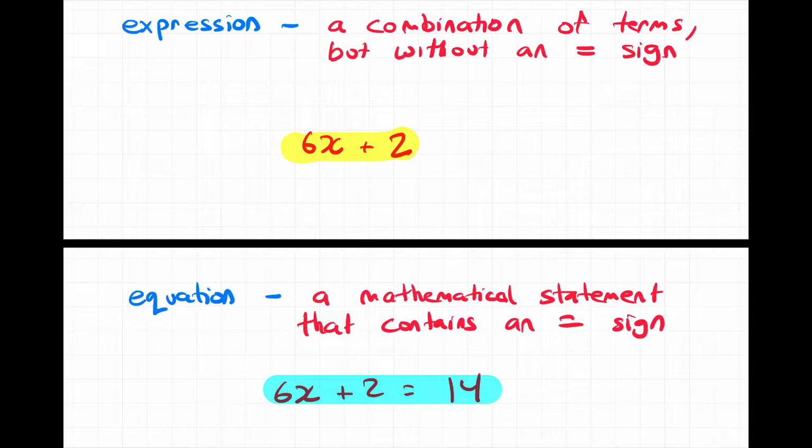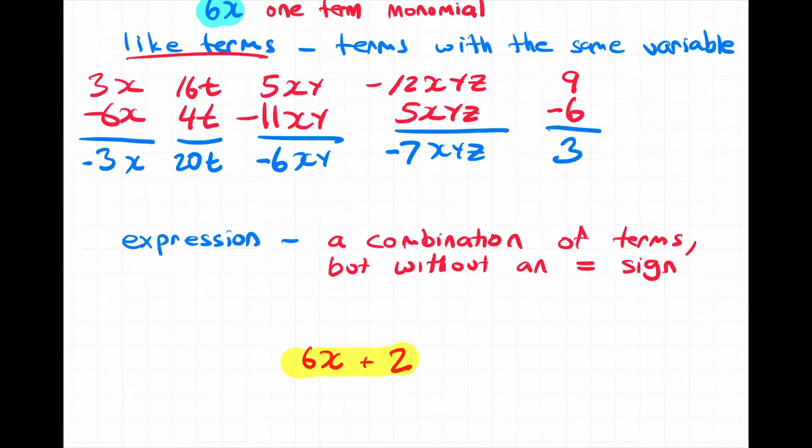So sometimes we have an expression which I can't really calculate anything with. Up above here, when I was gathering these like terms, these would just all be expressions. Negative 3x, 20t, negative 6xy, negative 7xyz, and 3. These are just expressions. We can't do any math with those. They're just terms that are put together either as a monomial, binomial, or trinomial.